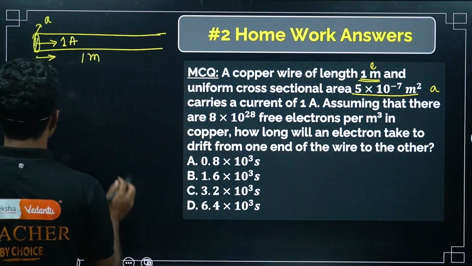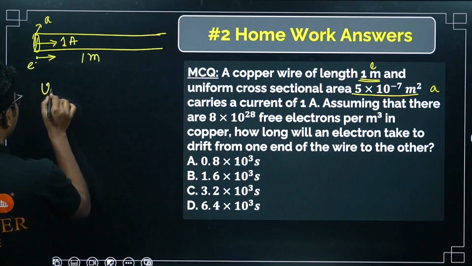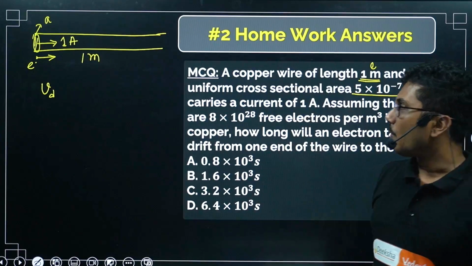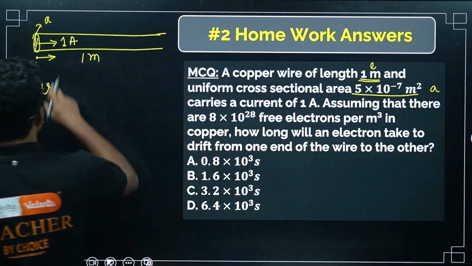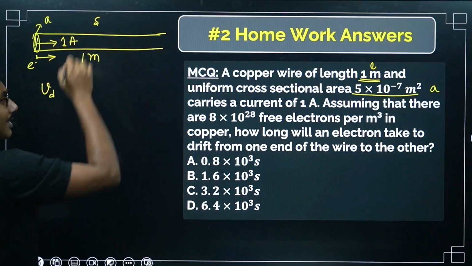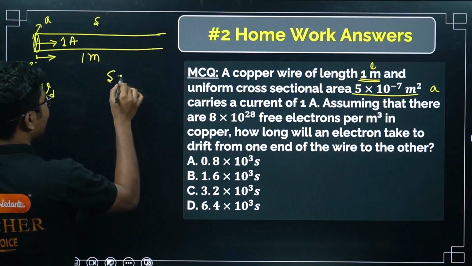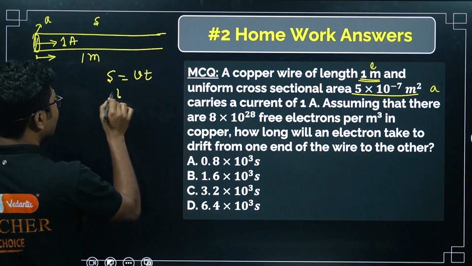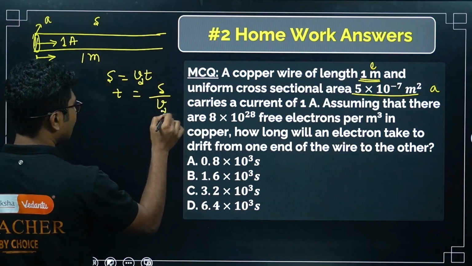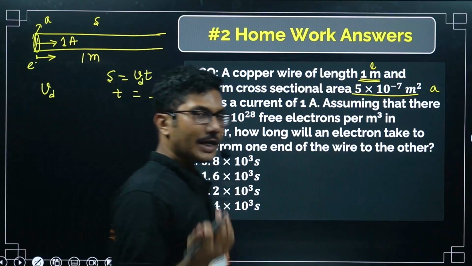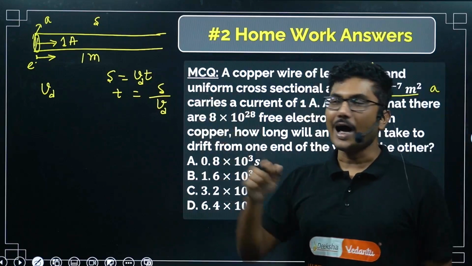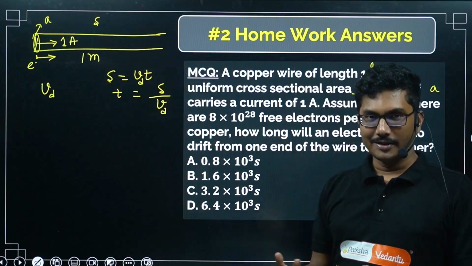Basically, what we have to do is find the drift velocity. If we can calculate the drift velocity, what is the main thing that we need? We know the length, this is the distance S. So S equals Vt, that formula we will use. So t equals S by V. In this case this will be Vd, the drift velocity. Same equation as the electron is like a car driving at the drift velocity: how long will it take to cover 1 meter distance?